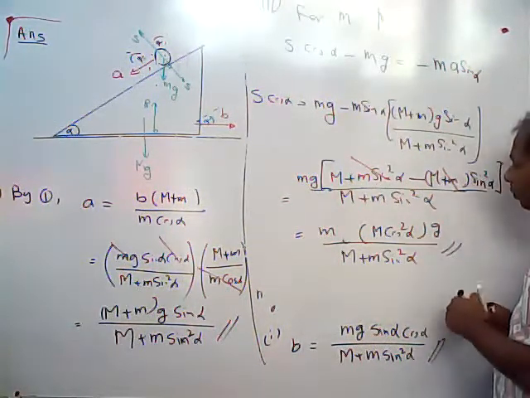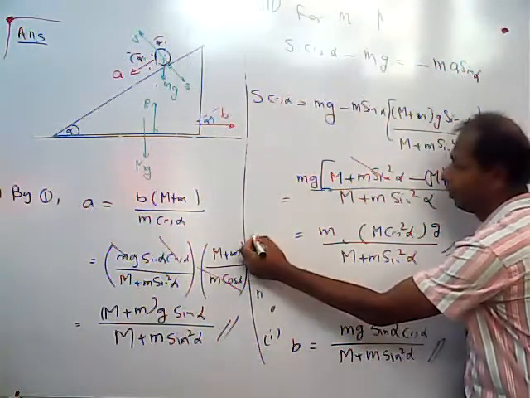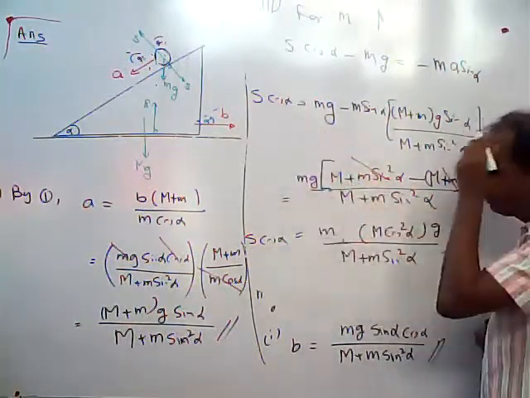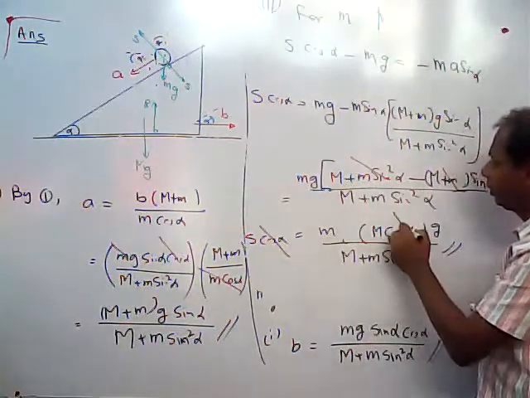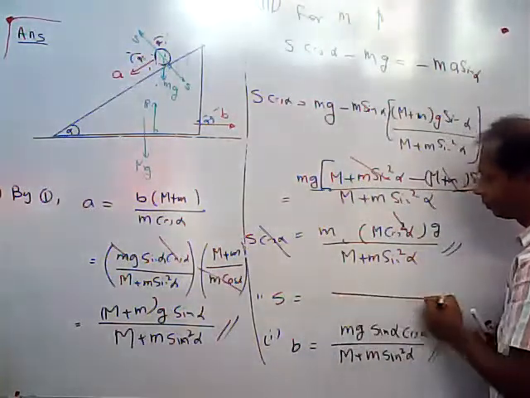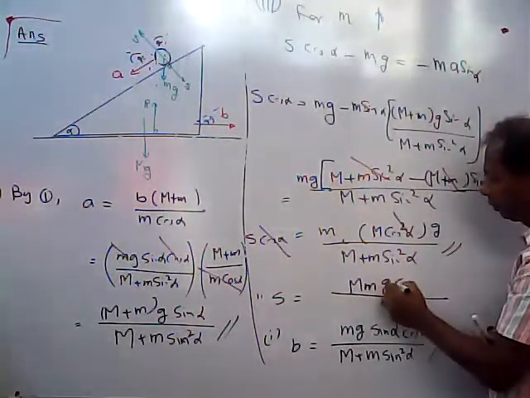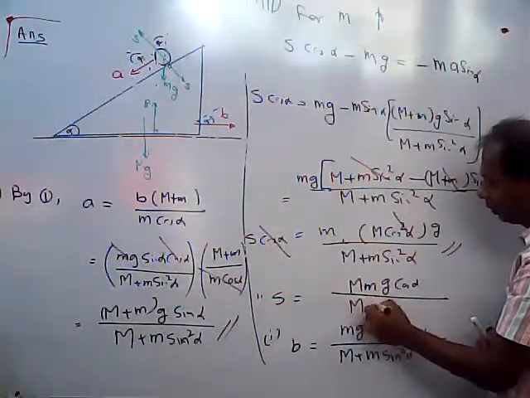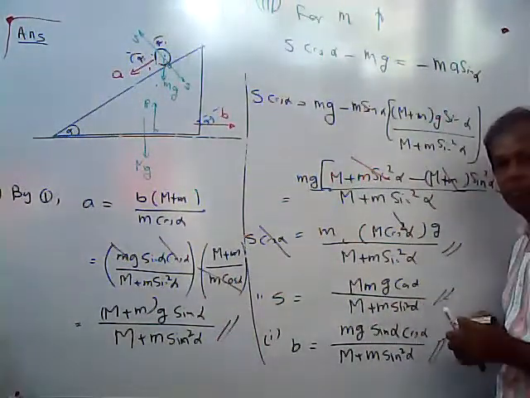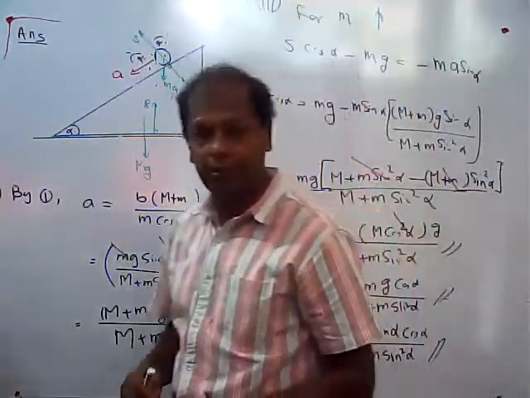Yeah, that's what we get for S cos alpha. It says cos alpha on the left hand side, but the cos alpha will cancel, and for S you get only this. S is equal to cos alpha, G cos alpha over m plus m sine squared alpha. That's the answer for S, the reaction S. And that's the answer for part 3.